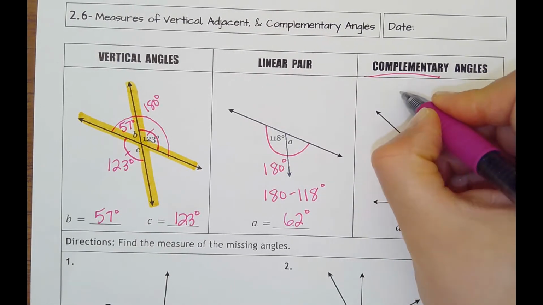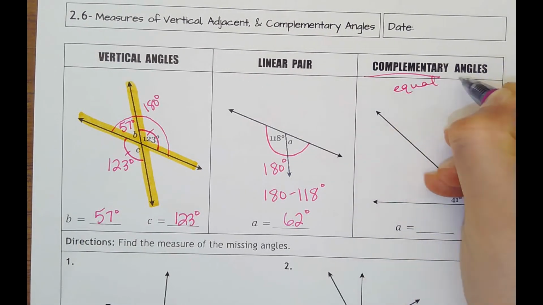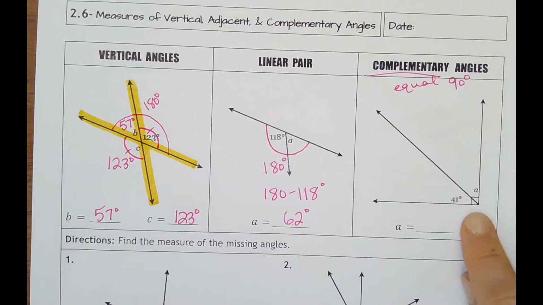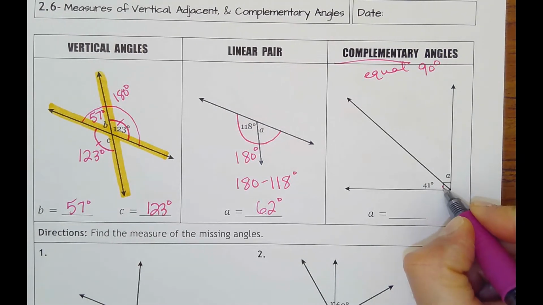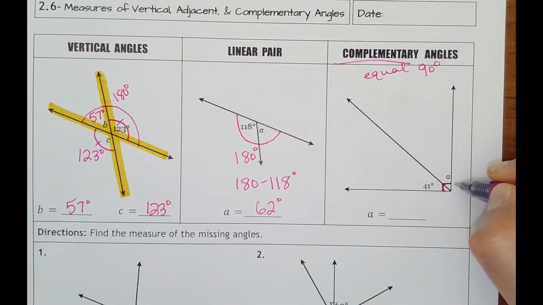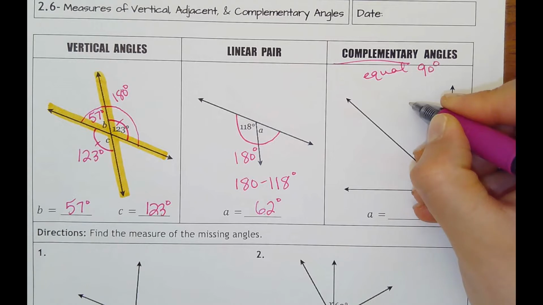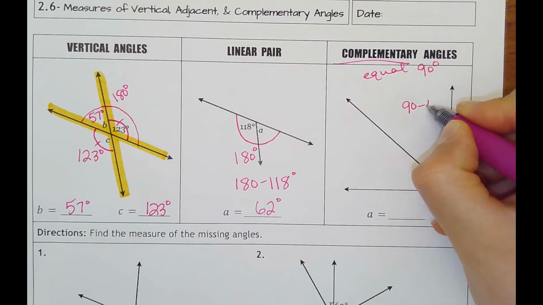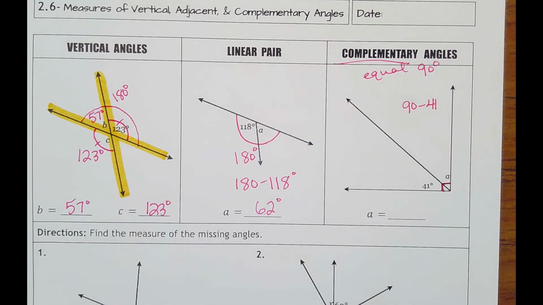All right, and then complementary. Complementary means they equal 90 degrees. And we've talked about how this little right angle symbol, this little box, is how you'll know that it's exactly 90 degrees. Don't ever assume in geometry. So to figure out what angle A is, you would take 90 minus 41, which is 49.